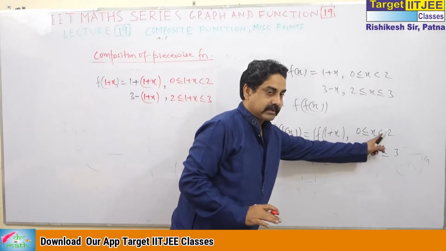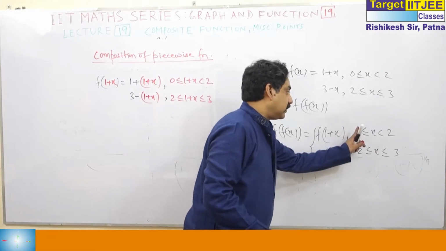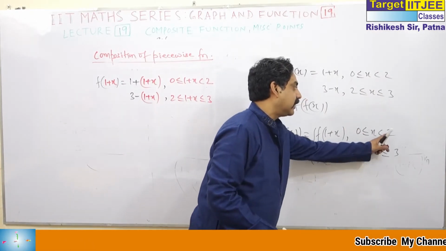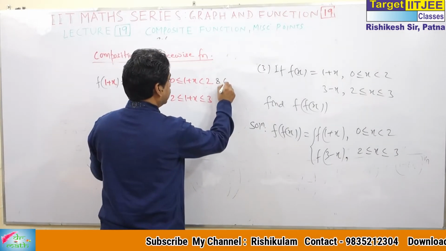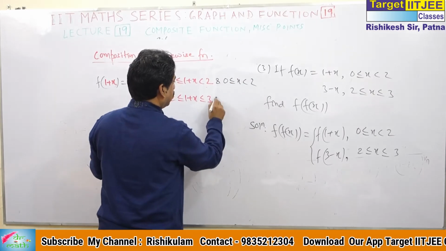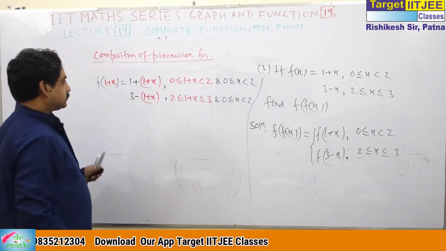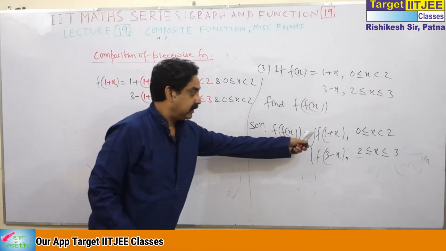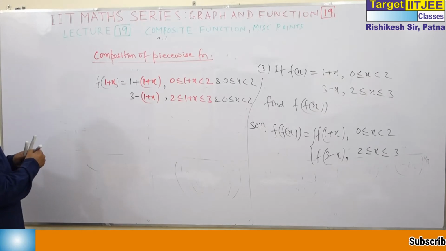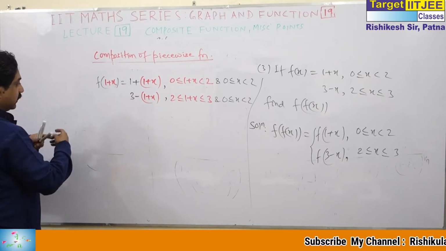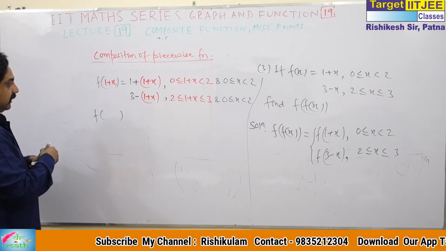But what for this? Since this 1 plus x is defined when 0 less than equal to x less than 2, we have to consider this one also. 0 less than x less than 2 and 0 less than x less than 2. So is the f of (1 plus x), this one. Now I come for this. This is actually your f of, this is actually your 3 minus x.